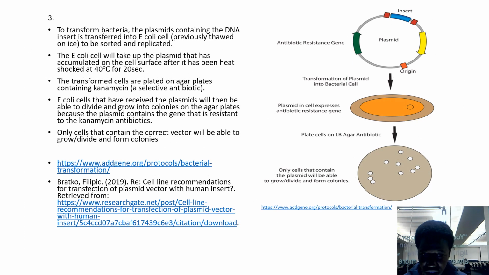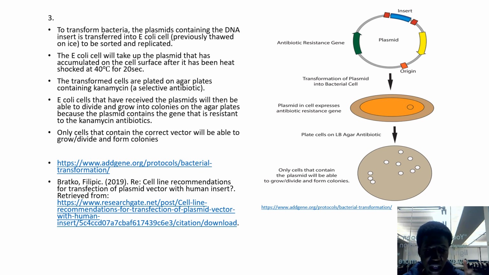To transform bacteria, the plasmid containing the DNA is transferred into E. coli cells to be sorted and replicated. The E. coli cells will take up the plasmid that has accumulated on the cell surface after being heated up at 40 degrees Celsius for 20 seconds. The transformed cells are plated on agar plates containing kanamycin, which is a selective antibiotic.